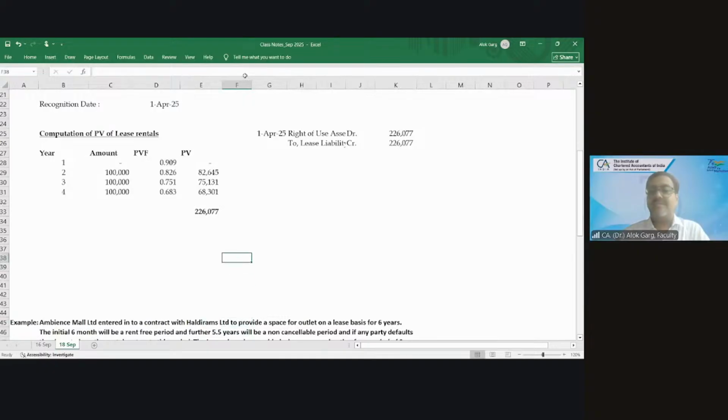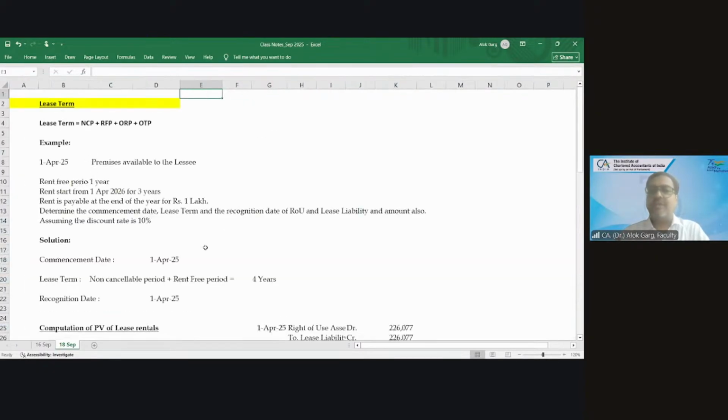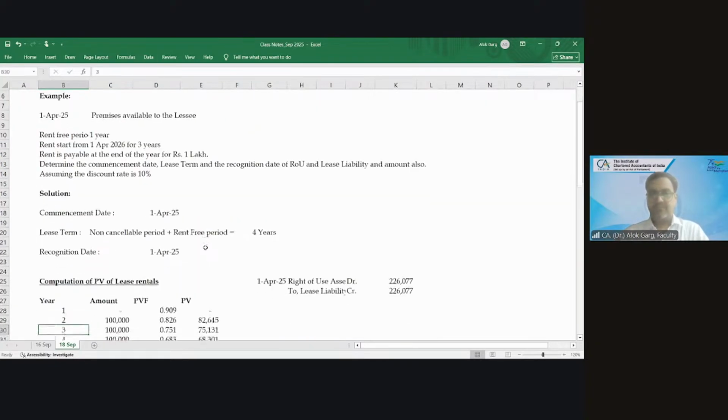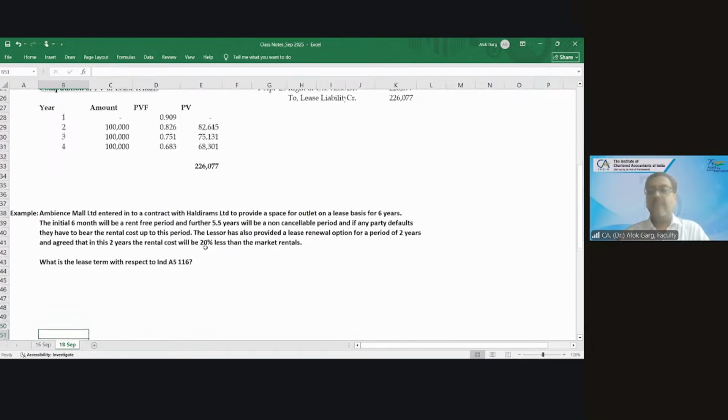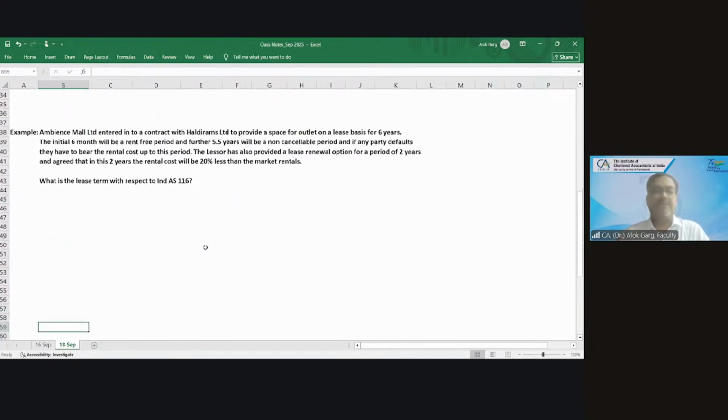Now let's discuss some more examples on the topic. We understood that lease term is equal to non-cancelable period NCP plus rent-free period RFP plus optional renewal period ORP plus optional termination period OTP. Now let's discuss this example also.